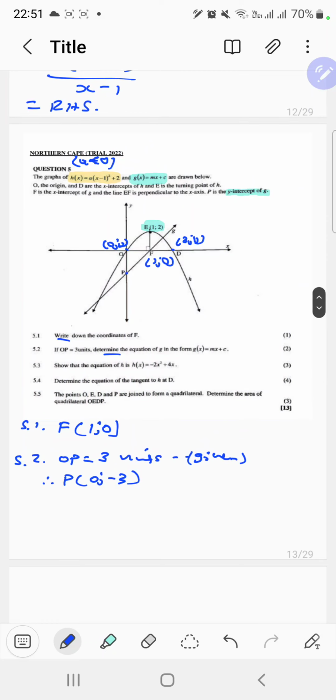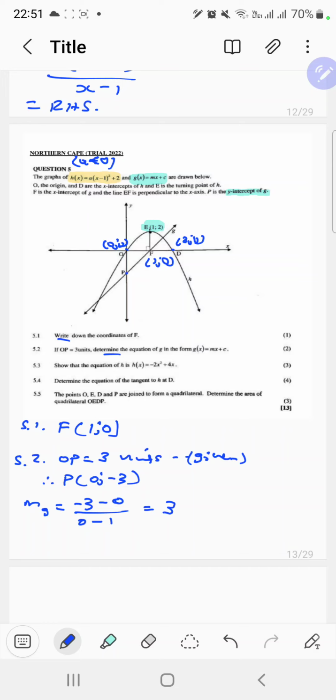I think we have a bit of space to work. So what does this tell us? It tells us, therefore, that the gradient of G is going to be, let's take this point P as the first point, minus 3 minus 0 at F, divide by this 0 minus 1 at F, which is basically minus 3 over minus 1, which is basically 3. It's a positive gradient.